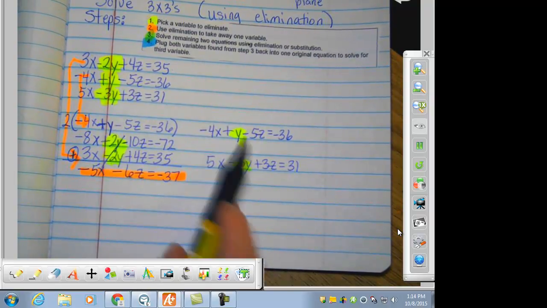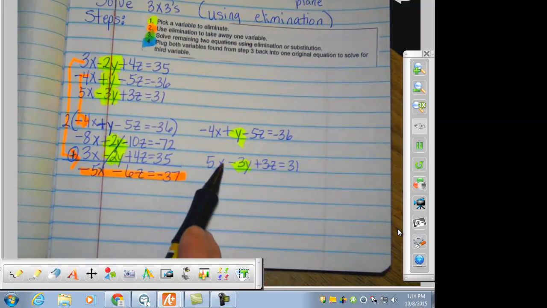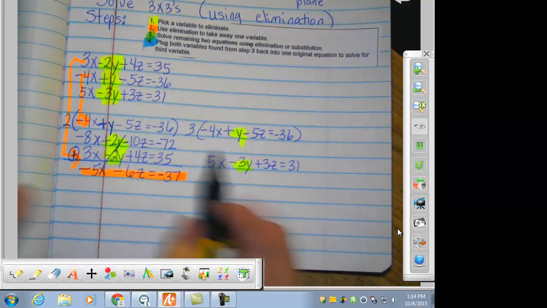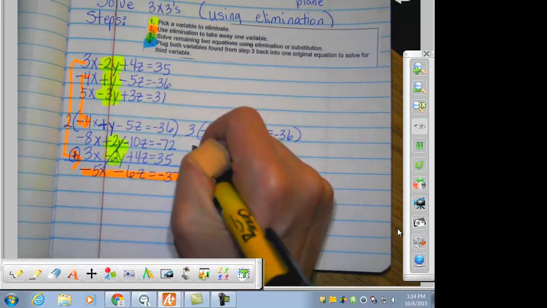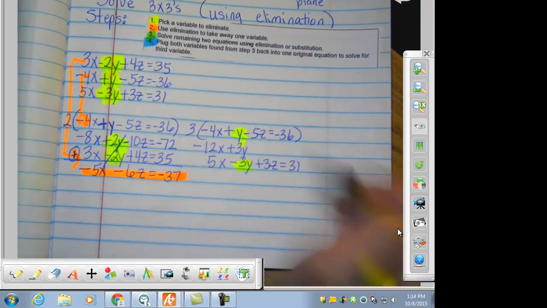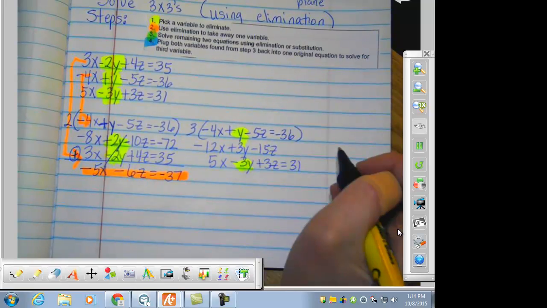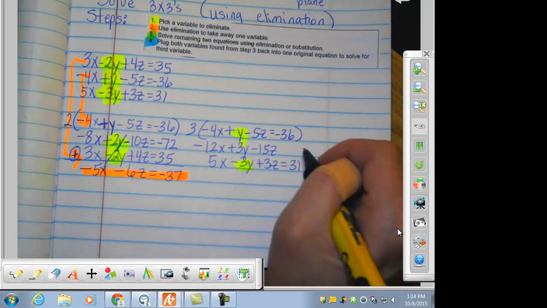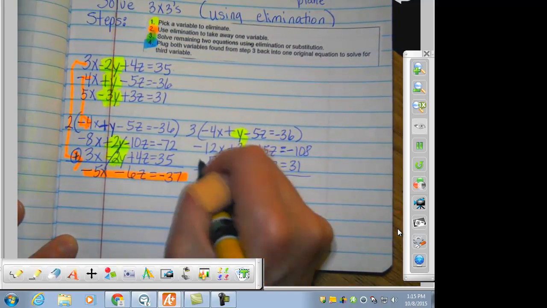So what do I need to multiply to this equation to get rid of a negative 3y? Positive 3. So 3 times negative 4 is negative 12x. 3 times 1y is 3y. 3 times negative 5 is negative 15z. And 3 times negative 36, negative 108. And draw our line, and let's combine these.